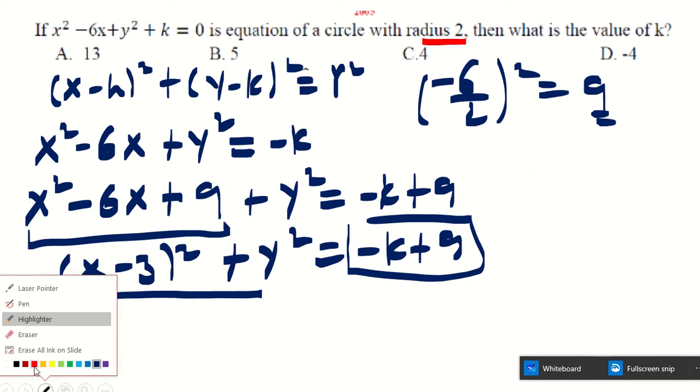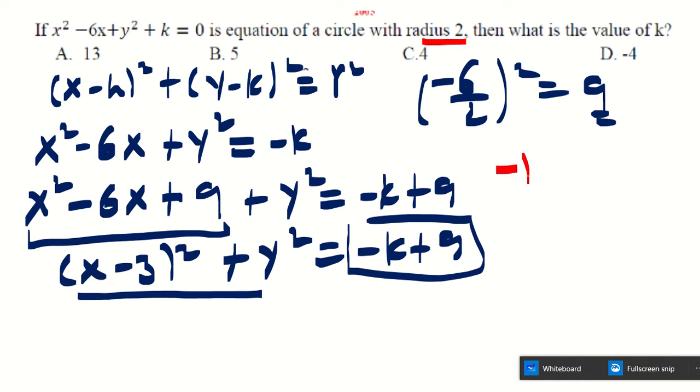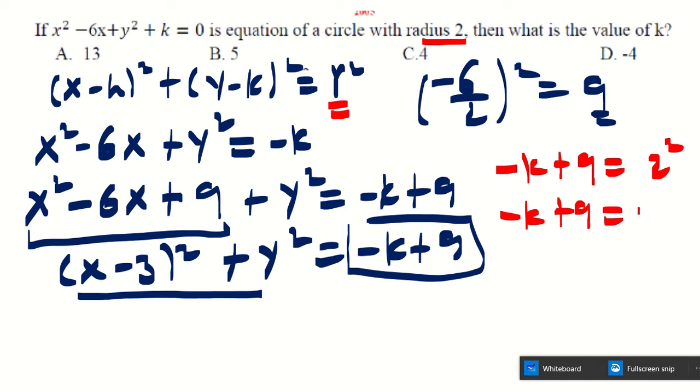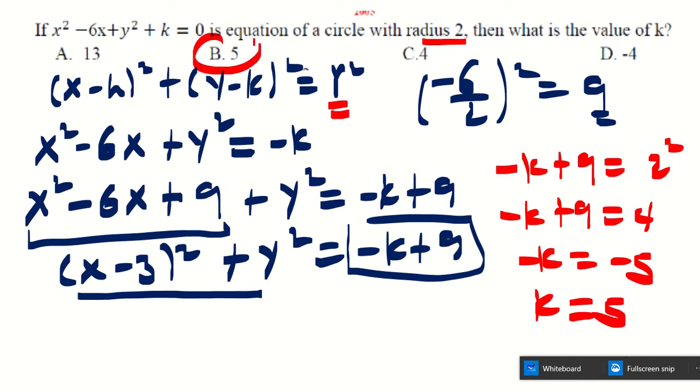Let's change the color to make it clear. Now negative k plus 9 is equal to 2 square, because this means r square. In standard form, once you write it, the one found on the right side is r square. So this whole is r square. We need to equalize it with 2 square. So negative k plus 9 is equal to 4. So negative k is equal to negative 5. So the k value is equal to 5. So the answer is found in B.